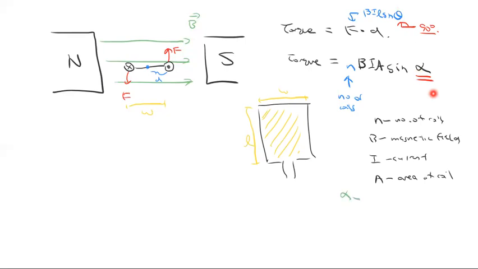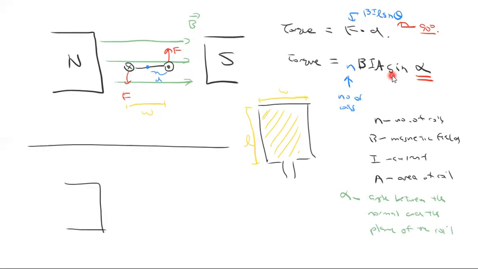So alpha, if you're using sine, if you're using this formula, which is what's on your reference sheet, is the angle between the normal and the plane of the coil. So in my example here, if the coil starts turning, then you'll get something like this. And the force, we'll note, does not change direction, nor does it change magnitude because it's still 90 degrees, because they're still perpendicular.